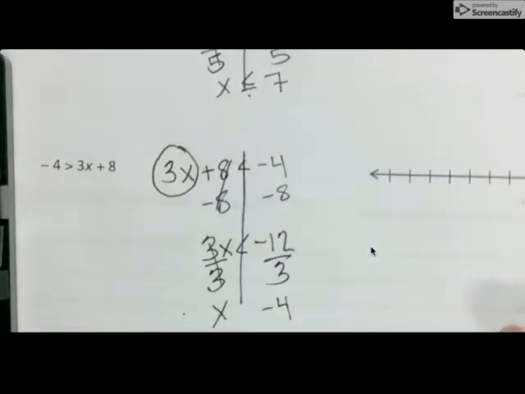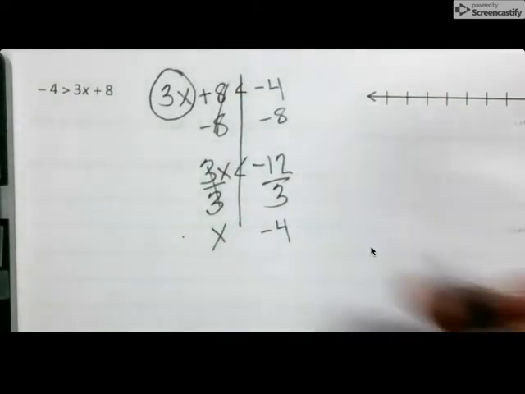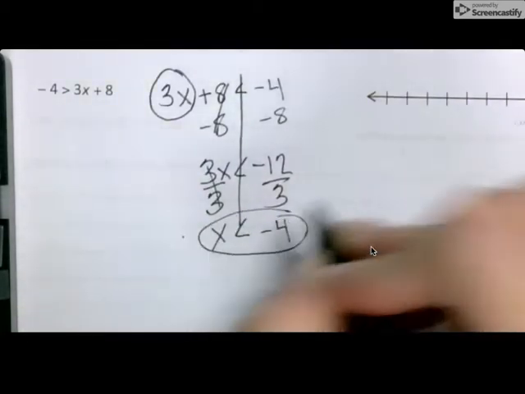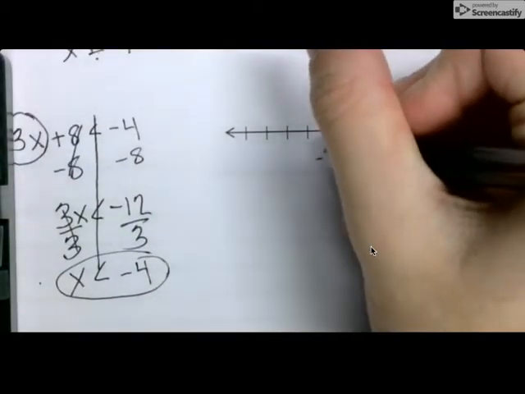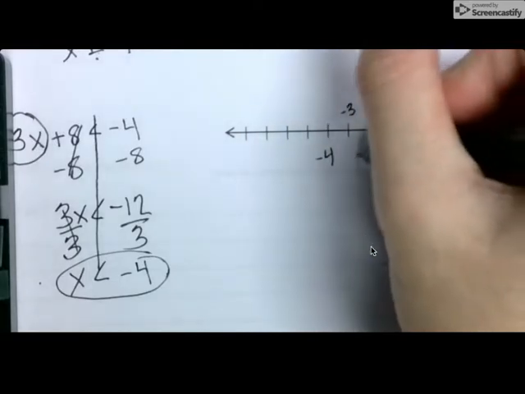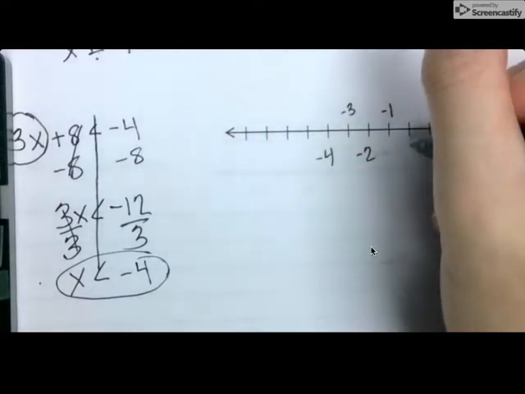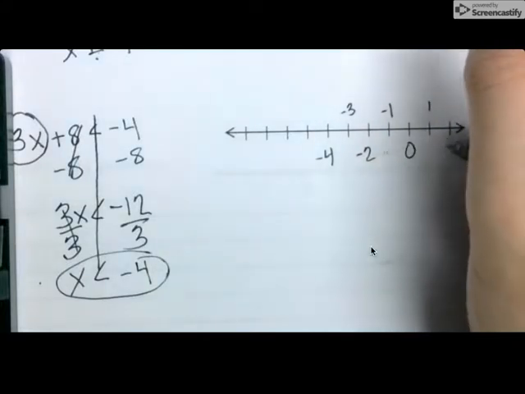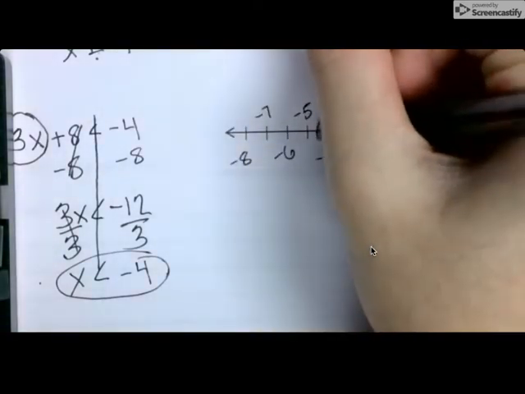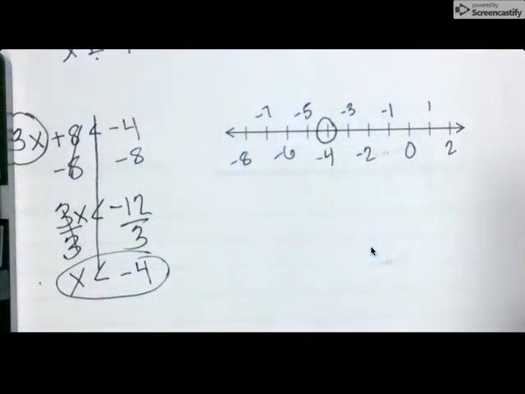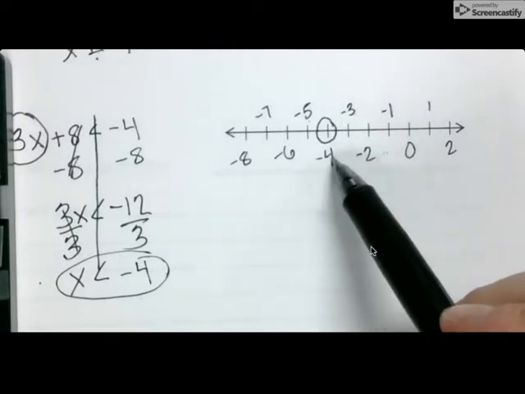Did I multiply or divide by a negative number? Nope. So my sign stays the same. Put my -4 in the middle. Go up towards 0 on the right. Go down, more negative on the left. Let's circle my -4. And is -5 less than -4, or is -3 less than -4?